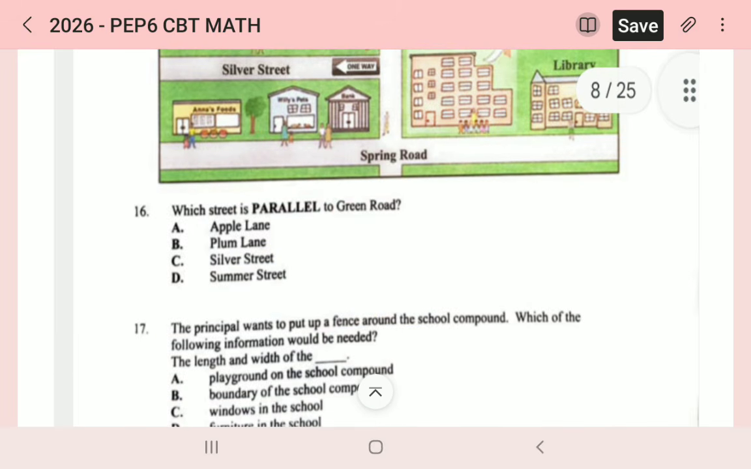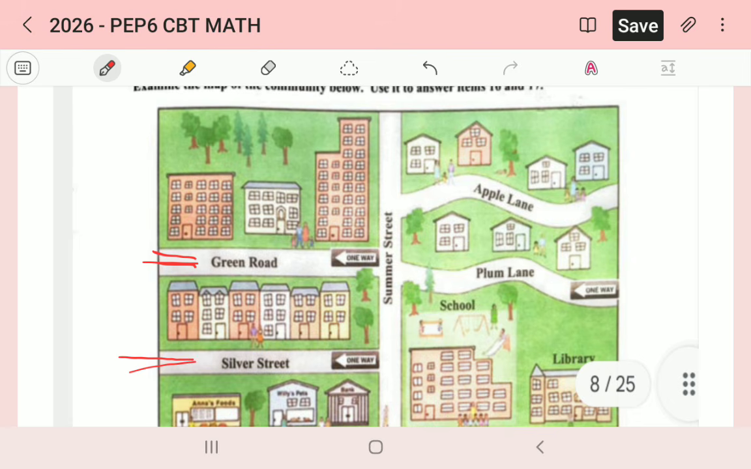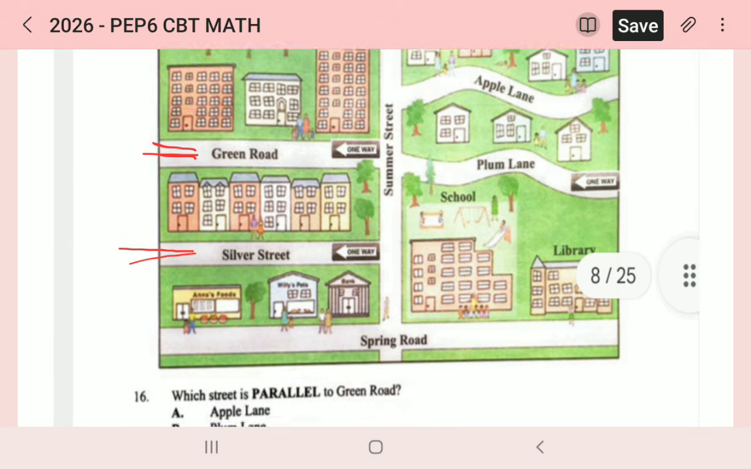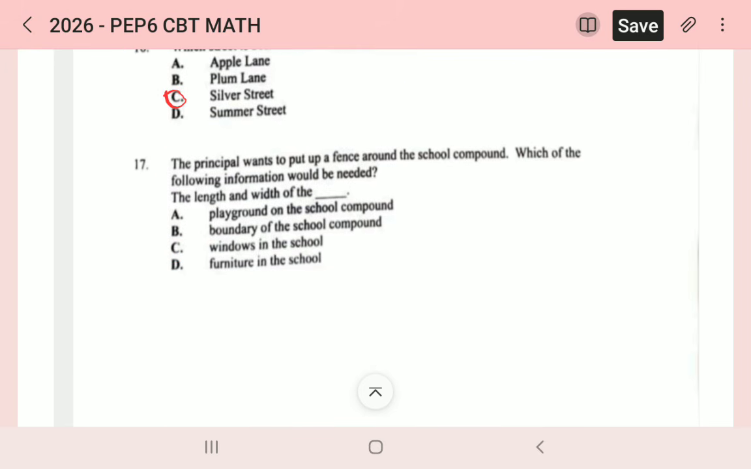Let's see what they want. Which street is parallel to Green Road? Let's find Green Road. Here is Green Road. Parallel meaning they run alongside each other, same distance apart, not touching each other. So parallel to Green Road would be this one, Silver Street. Let's see if there's a Silver Street. That's at C. Good job. I hope you've gotten all those correct.